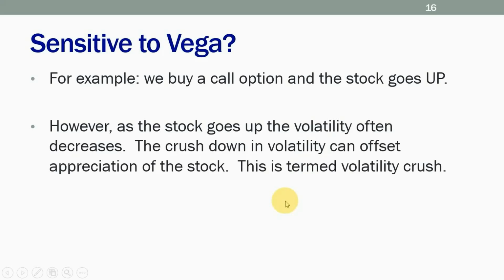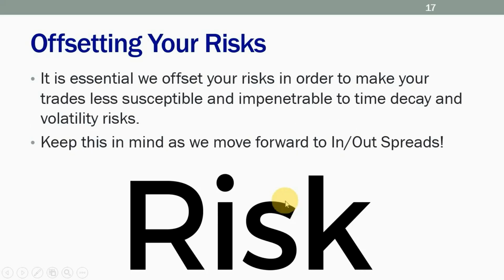Now, again, we got to get you away from this. We got to get to offsetting your risks. It's essential that we offset your risks in order to make your trades less susceptible, and really impenetrable, if you will, to time decay and volatility risks. Keep this in mind as we move forward to in-out spreads. That initial section is about risk mitigation. It's about offsetting the risks. I'm going to leave this over there for the time being.